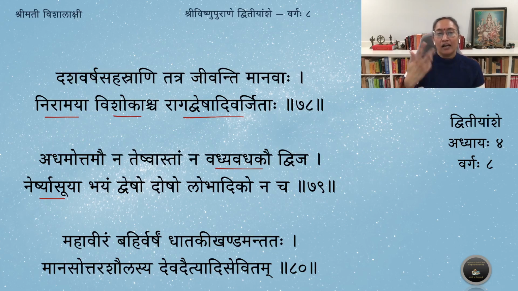Irshya means you are unable to tolerate the progress of another person. Asuya is when you look at the qualities of another person and try to portray that it is in fact a dosha, not a guna.